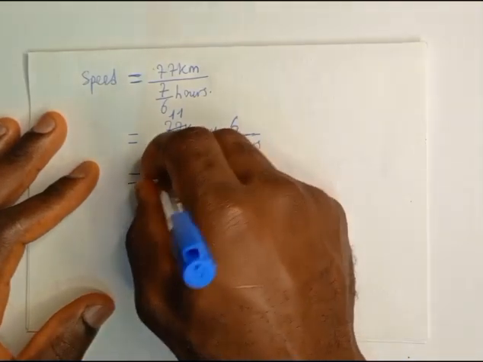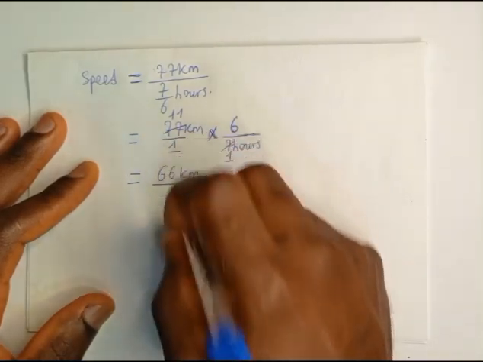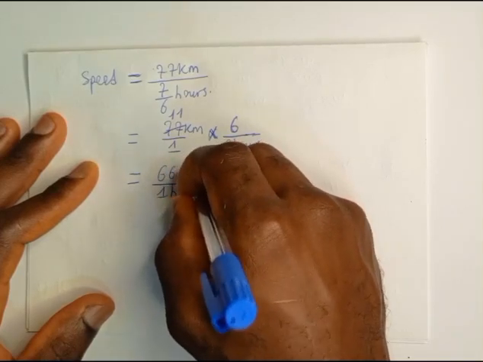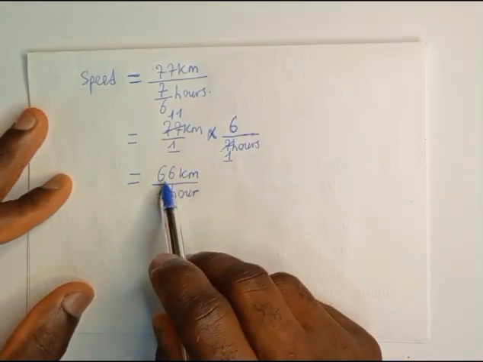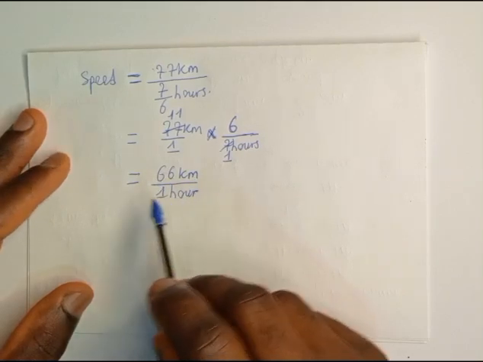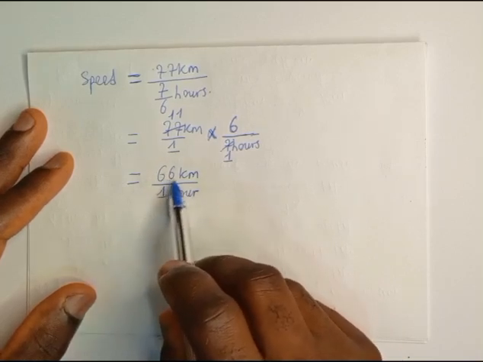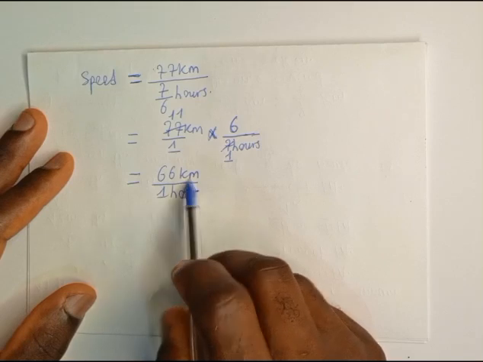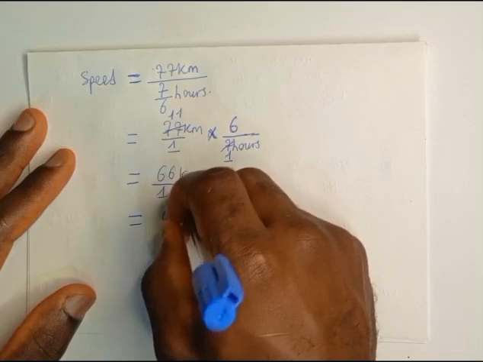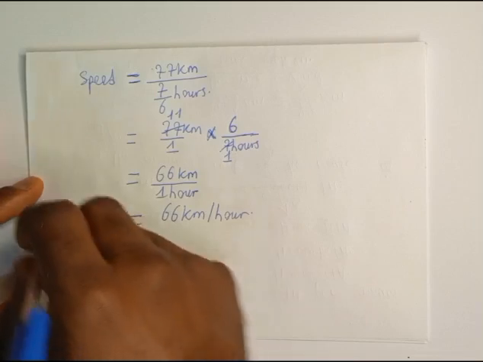6 gives us 66. We attach the kilometers, which is at the numerator, all over 1 times 1 hour gives us 1 hour at the denominator. This will give, we have 66 kilometers all over 1 hour, which simply means in 1 hour's time, the car covers 66 kilometers. That is what it means. And this will simply be equal to 66 kilometers per hour.